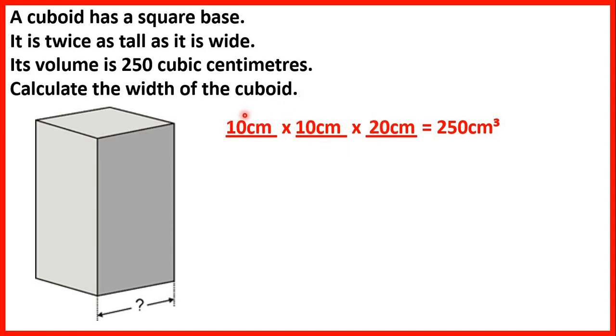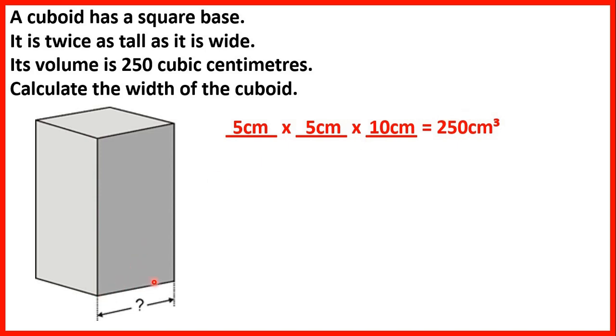That way, these two numbers are the same, so we have a square base, and we have 20, which is twice as much as 10. Now 10 times 10 is 100, times 20 is 2,000, so that's too many. So let's try something in between. If we have 5 times 5 times 10, so a base or a width of 5 and a height of 10, 5 times 5 is 25, times 10 is 250.